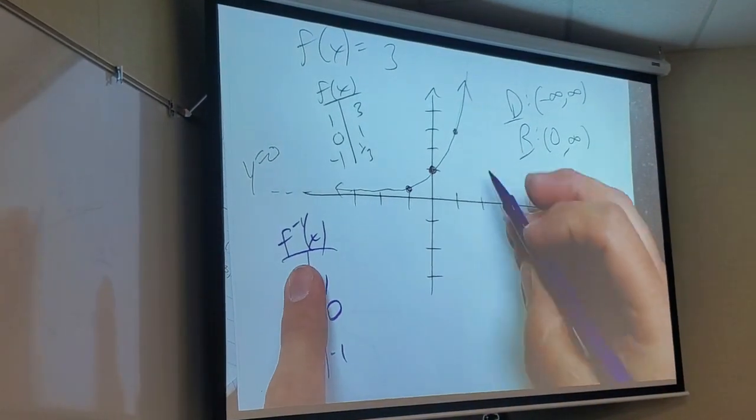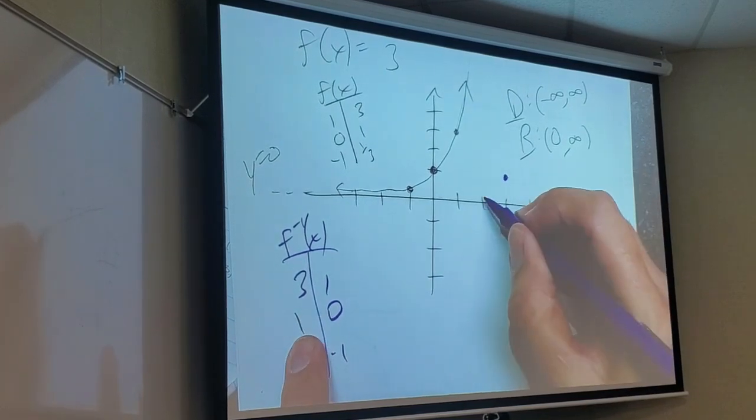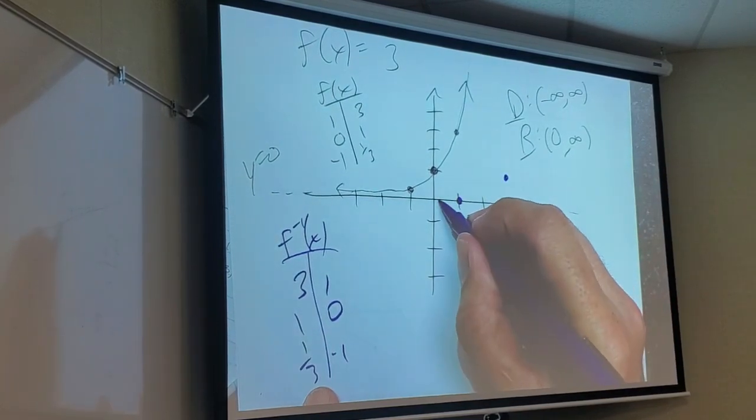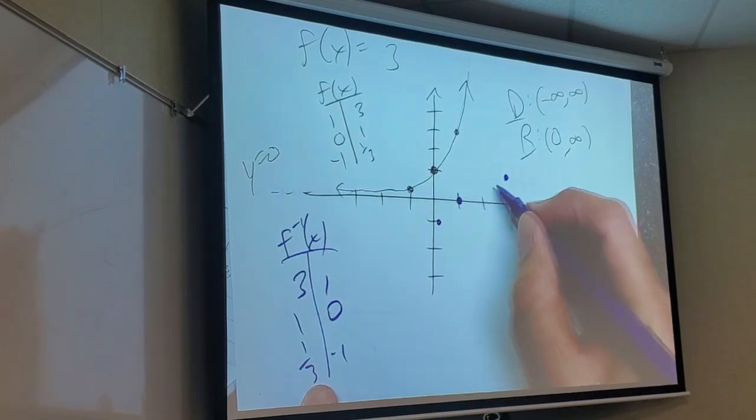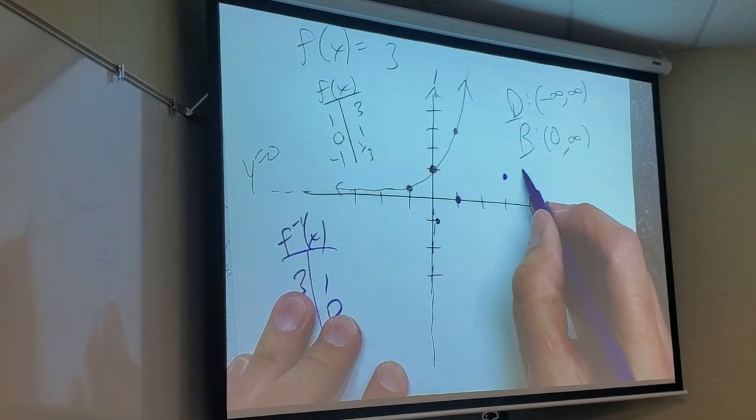So what does my inverse go through? (3, 1), (1, 0), (1/3, negative 1). So you can already see it going like that. It's going to start approaching this. So here's what this looks like.